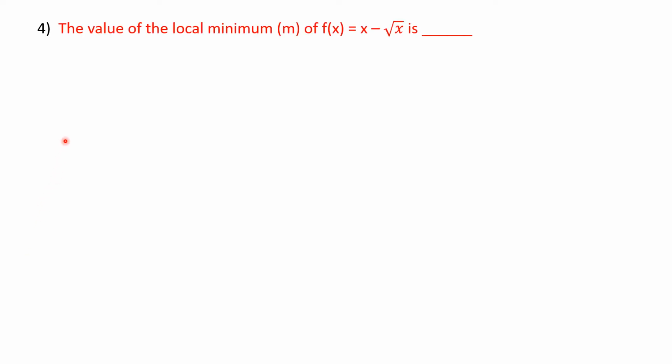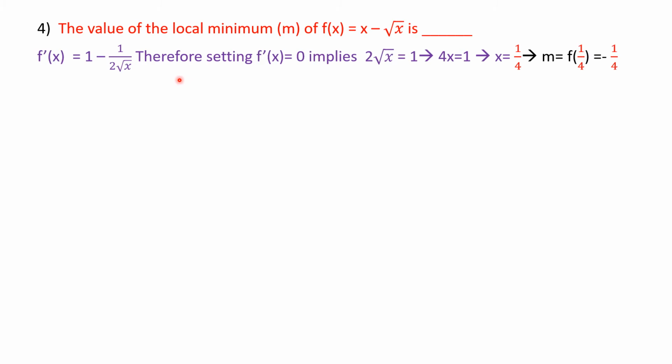For question number 4, we have to find the value of the local minimum, lowercase m, of the function f of x equals x minus square root of x. And to do that, first we have to get the first derivative. So the first derivative of the function is: derivative of x will give us 1, derivative of square root of x will give us 1 divided by twice square root of x.